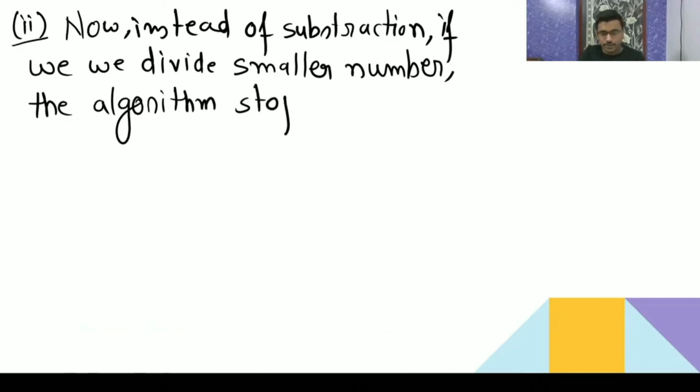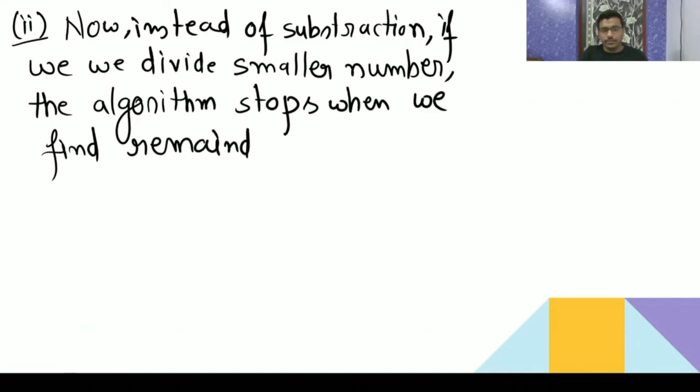in the second step I'm not going to subtract, I'm going to divide the smaller number with the bigger. The algorithm stops when we find remainder equal to 0. When you get remainder 0, you will stop. The same way by the division method, we are going to divide the smaller number.